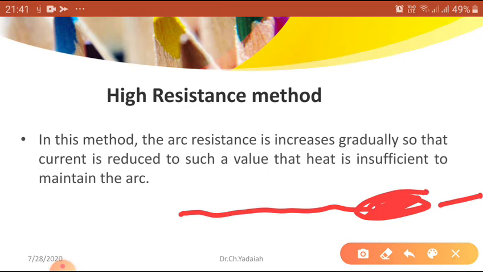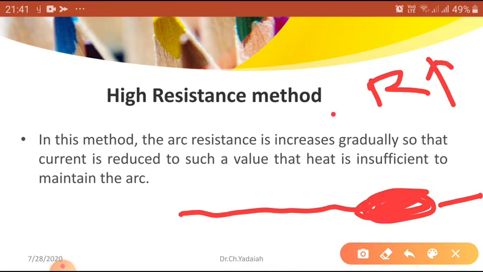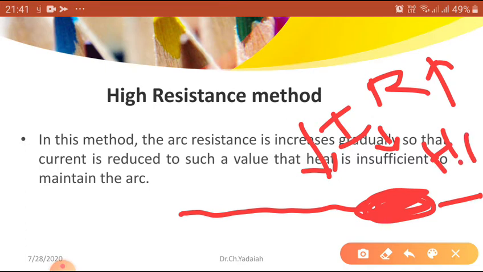Once this arc has some amount of resistance, because this is a flexible conductor, if the resistance of this arc increases, then the current value decreases. Once the current value decreases, the heat developed also decreases. Once the heat decreases, there may not be an arc, because a minimum temperature is required to maintain the arc. If the temperature is below the arc temperature, then it will nullify. That is the principle in this high resistance method.